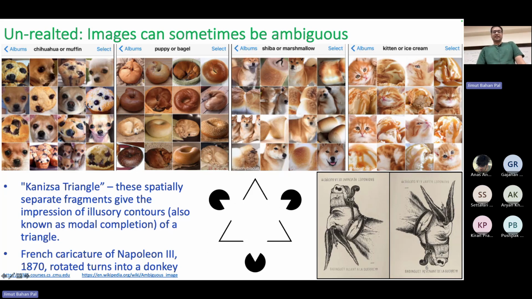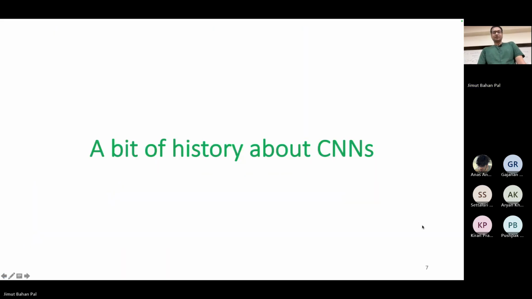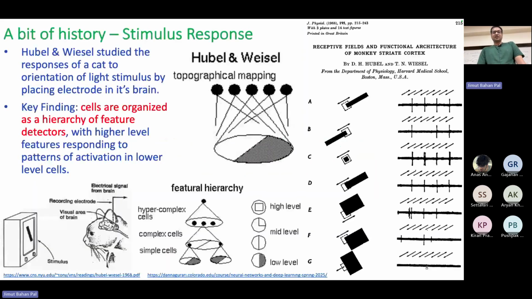And there is a French caricature of Napoleon III. When rotated, it will turn into a donkey. So there is some ambiguity in images as well, just like NLP. Now, a bit of history about CNNs.